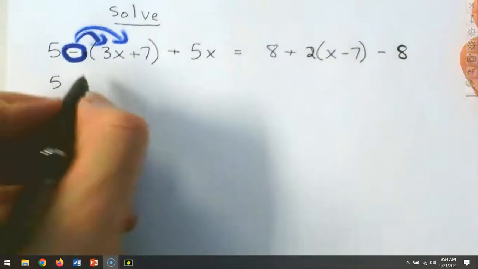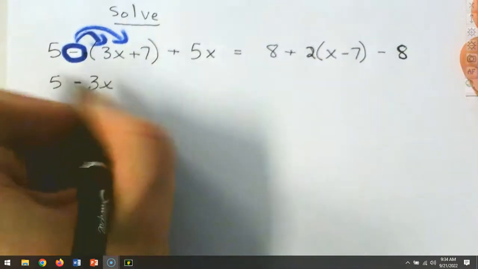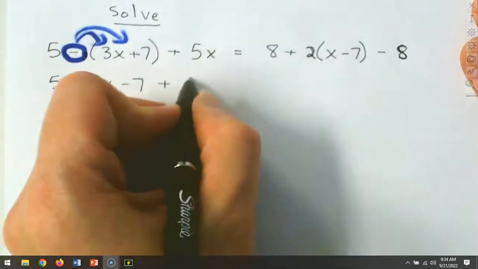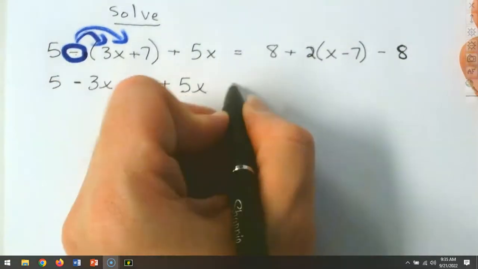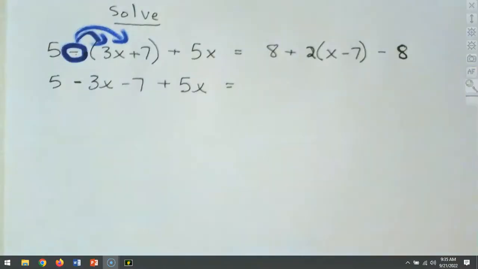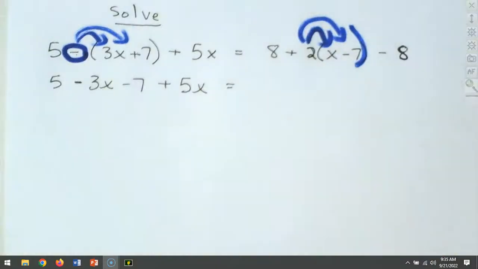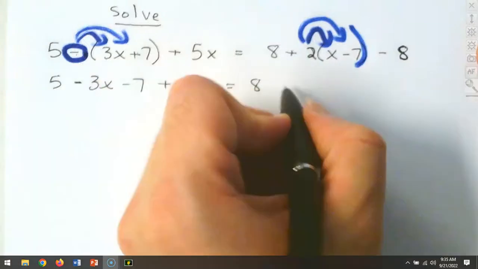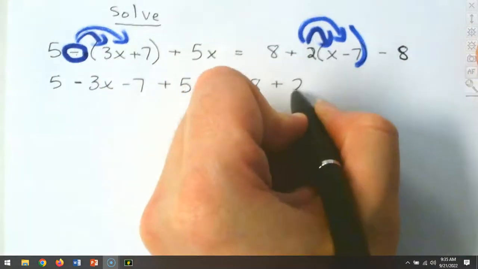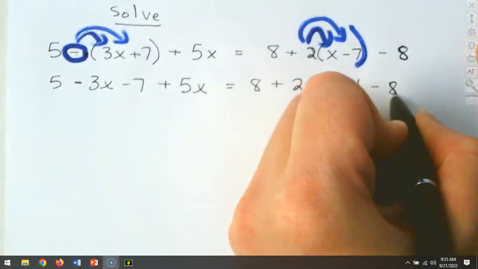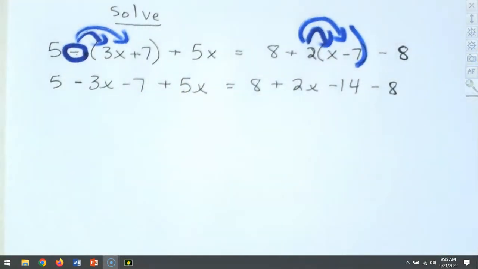We have a 5, and then we have a minus 3x. Distributing through makes it a minus 7. And then we've got a plus 5x. On the other side, the 2 is going to be distributed through. And again, we stop at that 7. So that's going to be an 8 distributing through. 2x minus 14 minus 8. So all the parentheses are now gone.